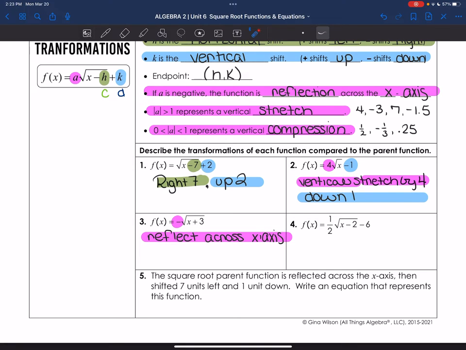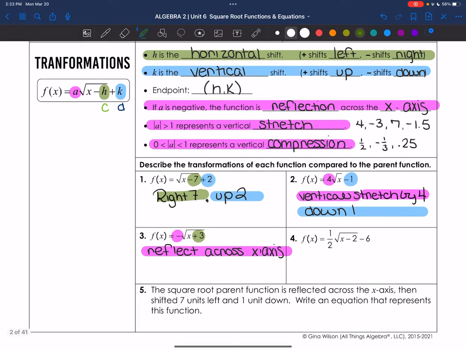And then that 3, what kind of transformation is that 3 going to have that's inside of our radical? It's inside, which causes a horizontal shift. This is going to be a horizontal shift to the right 3 units.